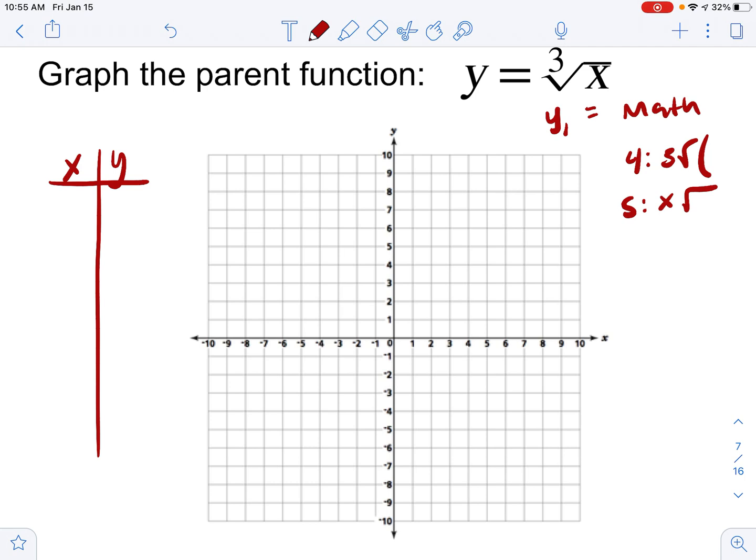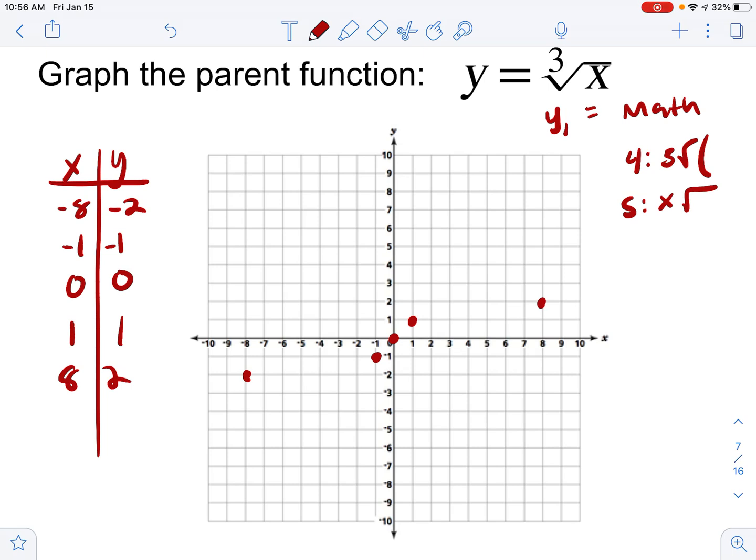we're going to create a table. Now, we're going to plot the main points, the ones that are not fractional or decimal, just so that we could keep things neat. But if you need more points, feel free to always graph points in between. So the table that you should see is 1, 1, and 8, 2, which should make sense because cube root and cube, 8 and 2, go along with those rules. So negative 8, negative 2, negative 1, negative 1, 0, 0, 1, 1, and 8, 2.